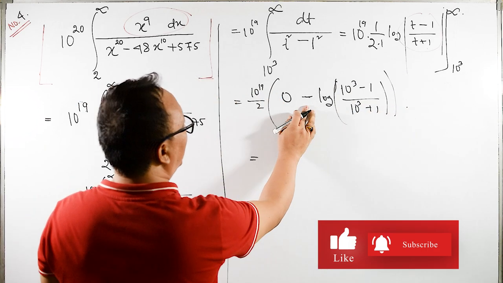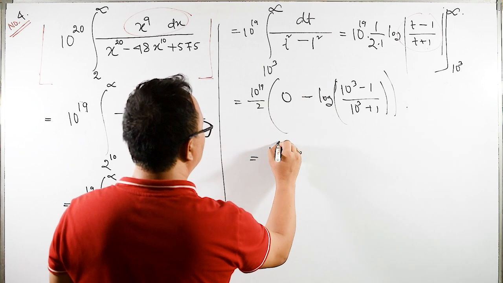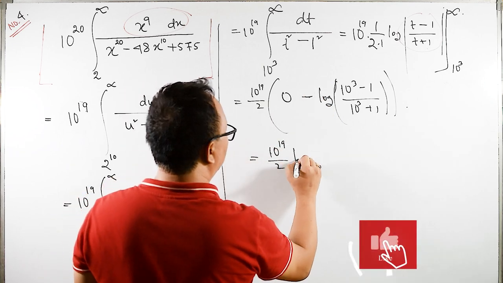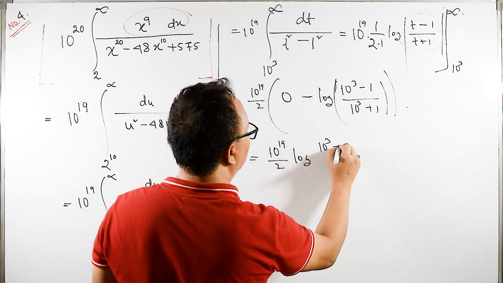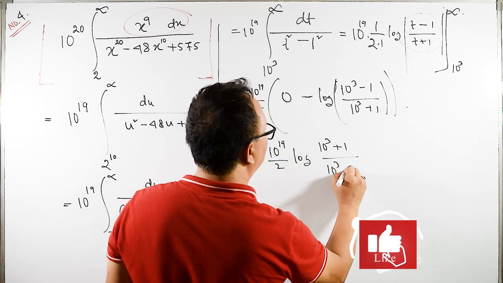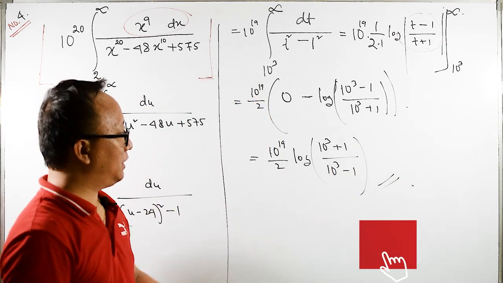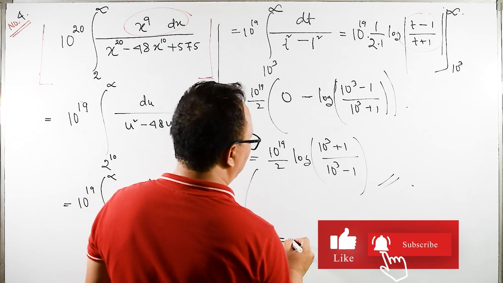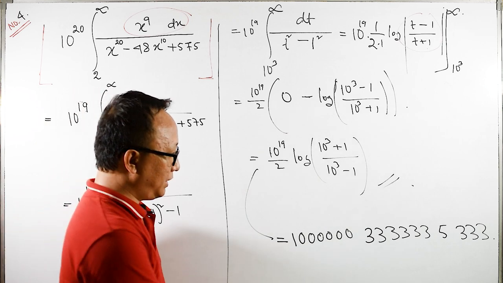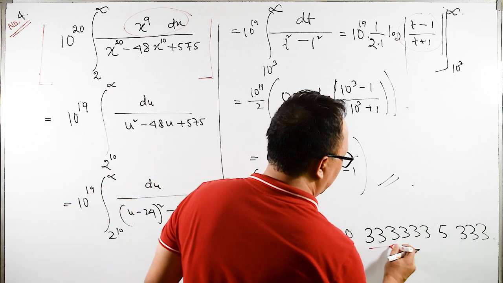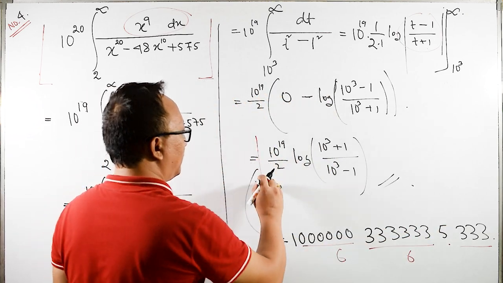Now let's multiply this. The minus I can interchange: 10 raised to 19 upon 2 into log of, removing the minus, 10 raised to cube plus 1 upon 10 raised to cube minus 1. You can keep it like this; this is the required answer. Or if you want, you can expand it. They have given the answer like this: here 0 is 6 times, 3 also 6 times, here 5 into 3 times 3. You can keep it like this.